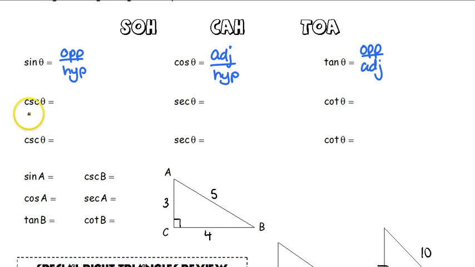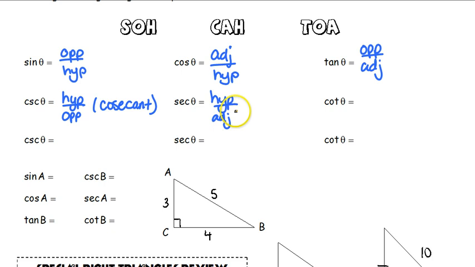We have cosecant, and cosecant is the reciprocal of sine. So instead of opposite over hypotenuse, it's hypotenuse over the opposite side. And again, that is cosecant. Secant is the reciprocal of cosine. So instead of adjacent over hypotenuse, it's hypotenuse over adjacent, and that is your secant. And last is cotangent, the reciprocal of tangent. So instead of opposite over adjacent, it's adjacent over opposite, and again that is cotangent.